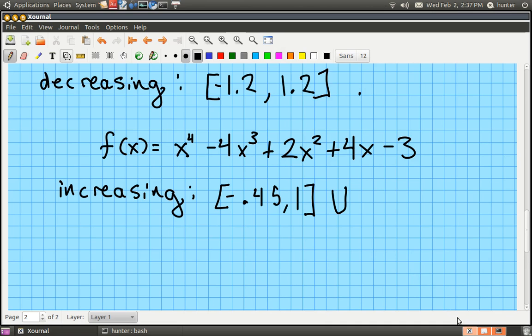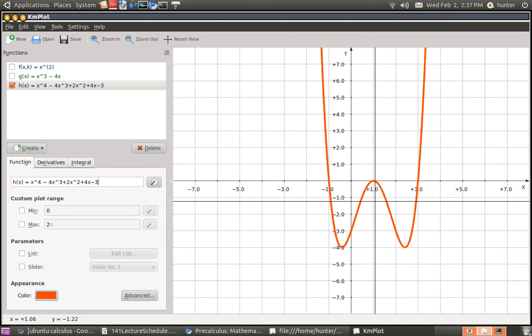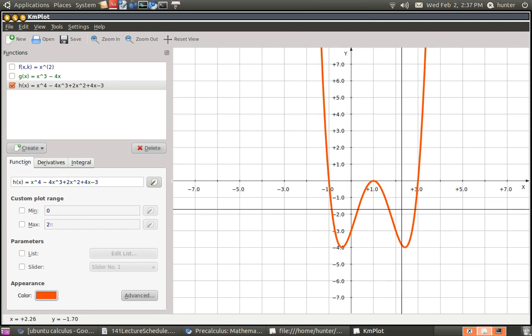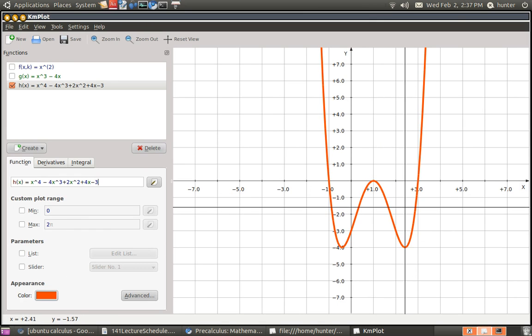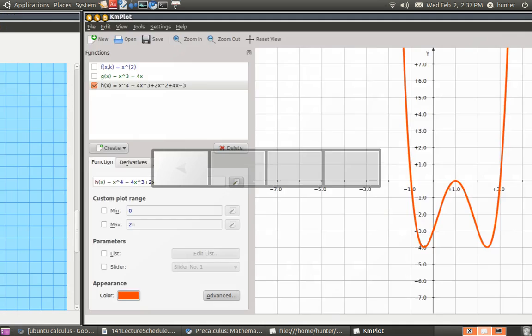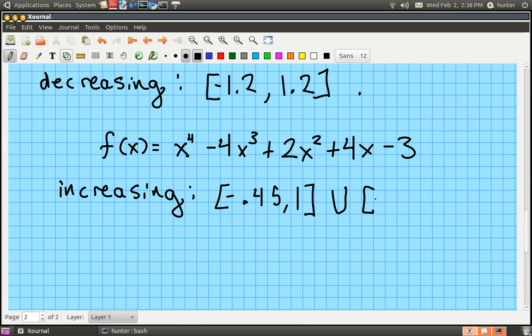Okay, and that wasn't the whole story, so I'm going to union this with another interval. Let me go back and see. Okay, so it goes down for a little bit after 1, and it starts to go up again right about here, and my display is telling me that this is about 2.4. So let me type that in. So it starts to increase again, and it increases from about 2.4, and it never stops. So it goes all the way to infinity. Okay, so those are the intervals over which it's increasing.